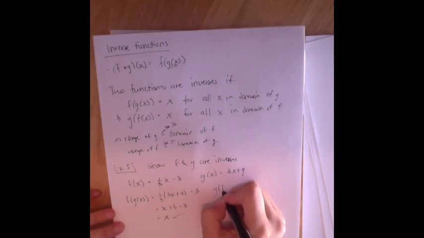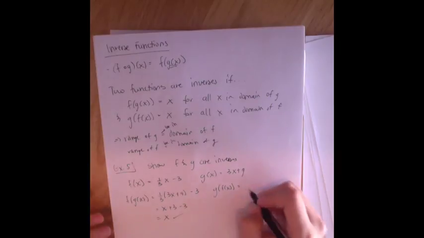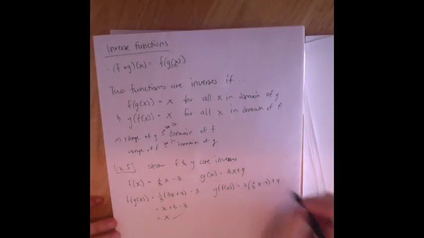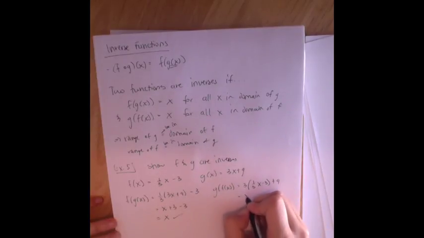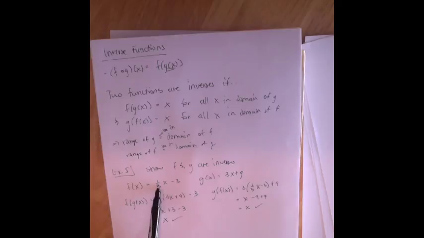That's what we want. Now I need to find g of f of x, so I'm going to plug in f of x in the x for g. So I get 3 times 1/3 x minus 3 plus 9. 3 times 1/3 gives me x minus 9 plus 9 gives me x. So f and g are inverses. Now the domain of f and the domain of g and the ranges for both are all real numbers. So my domains and ranges for f and g match up.